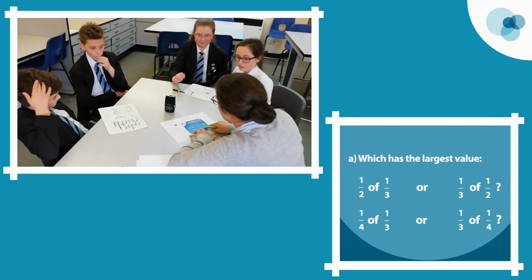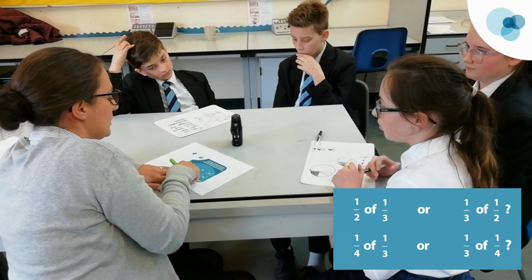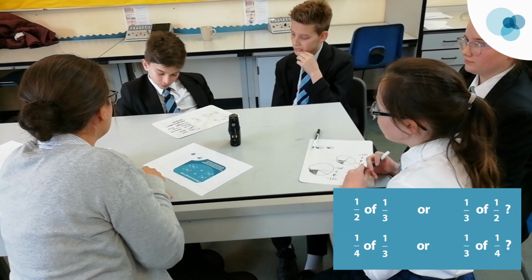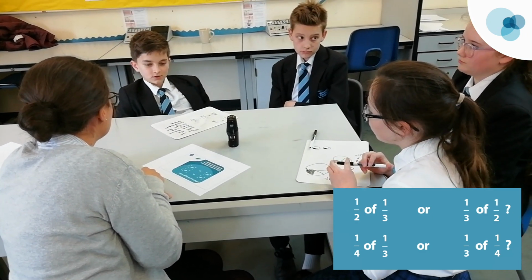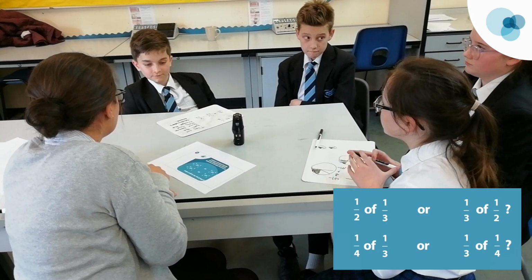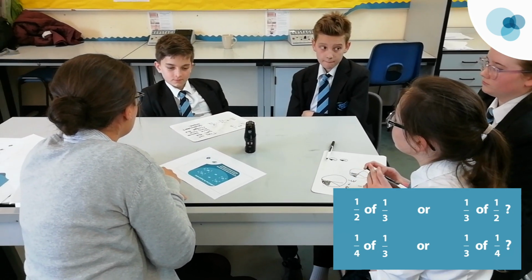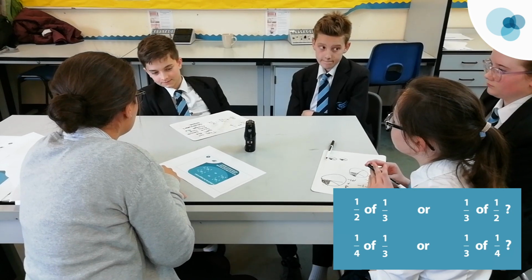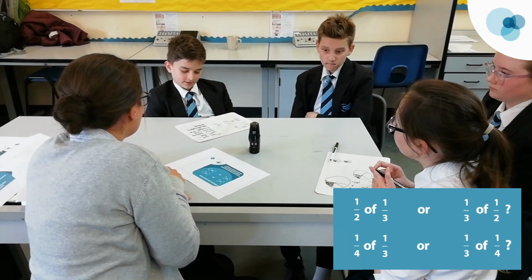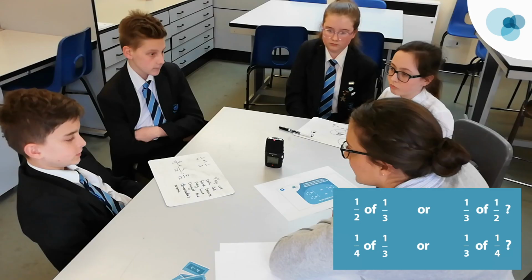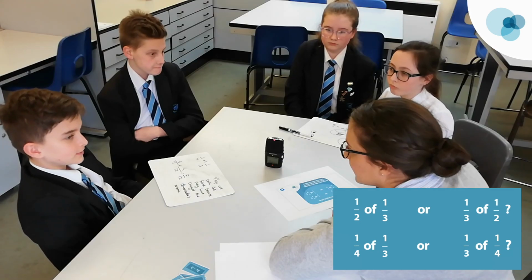Can you explain, similar to what Jasmine explained for hers, for your ones? 1 times 1 is 1, and then 4 times 3 is 12, so that will be 1/12. And then 1 times 1 is 1, then 3 times 4 is 12, so that will equal 1/12, which is equivalent for 1/4 of 1/3 and 1/3 of 1/4.